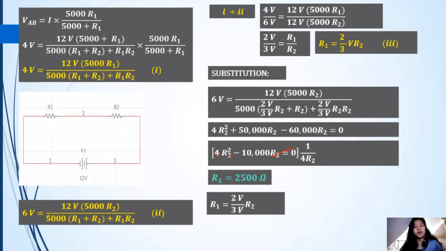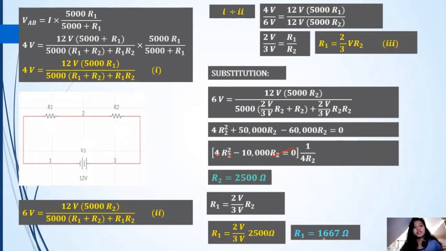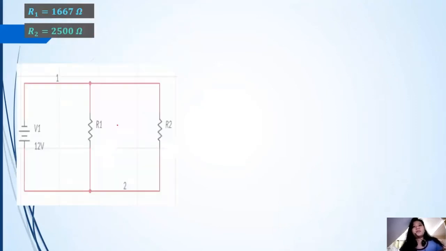Next is for the R1. Since this equation is from our equation number 3, we'll just substitute since we already have the value for our R2. So R1 is equal to 2/3 times R2, which is 2,500. So R1 is equal to 1,667 ohms. That is the value for our R1 and R2. So next, we have the two values, so we will be moving to the next illustration, which is the parallel circuit.